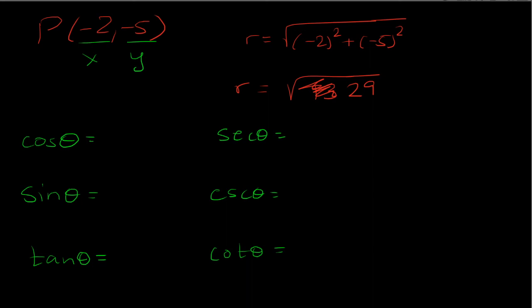Cosine we said is x over r. Sine is y over r. Tangent is y over x. Okay, on the right side, we're just going to flip the left.